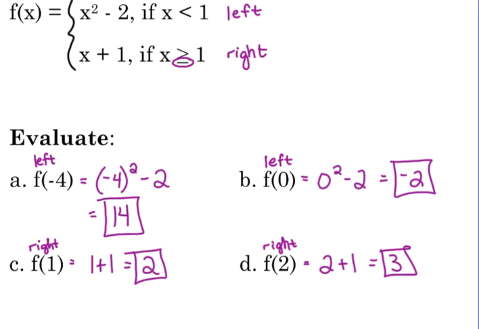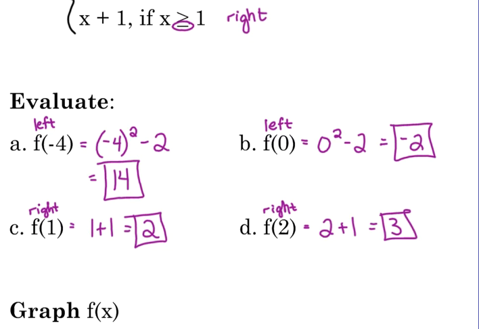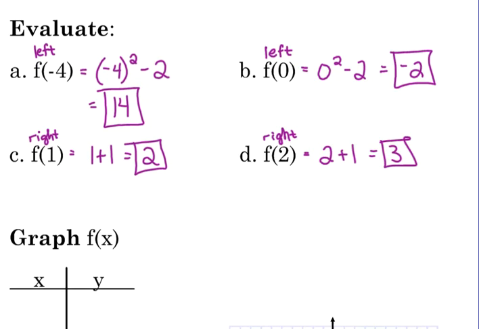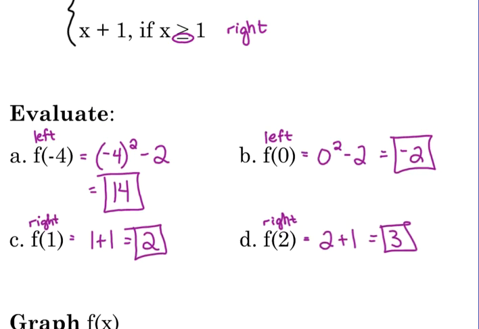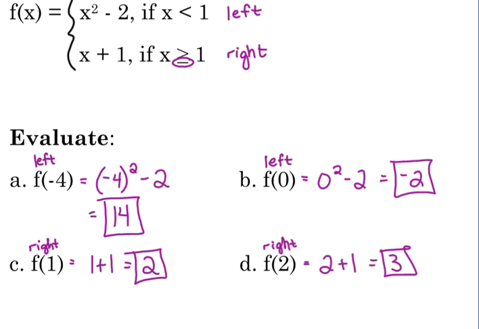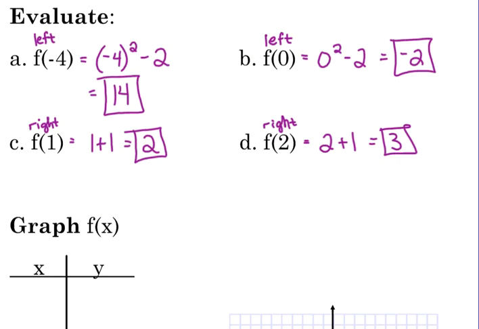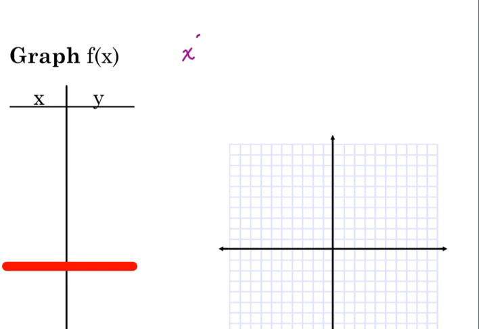Okay, so that's pretty easy. We've just got to decide which piece we plug it into. Now, you might be asked to graph these things. So I need to bring my function down because I can't see it. x squared minus 2, x plus 1.